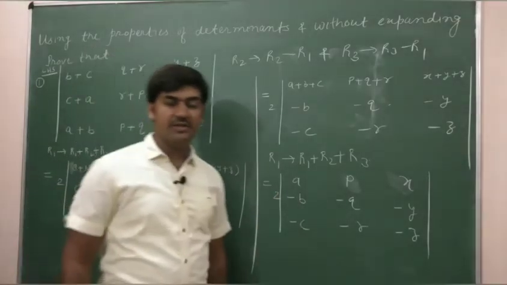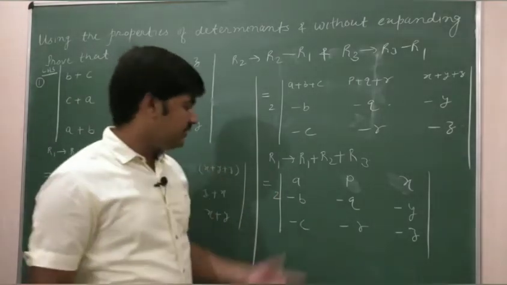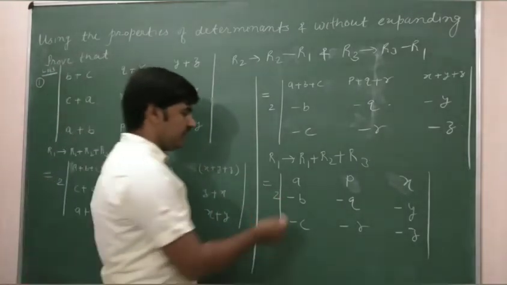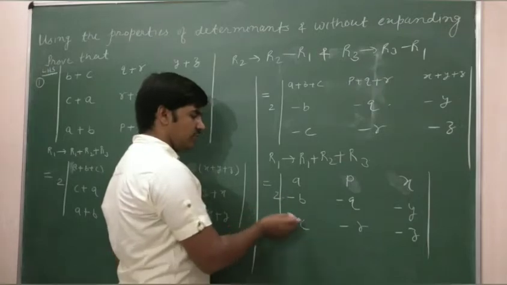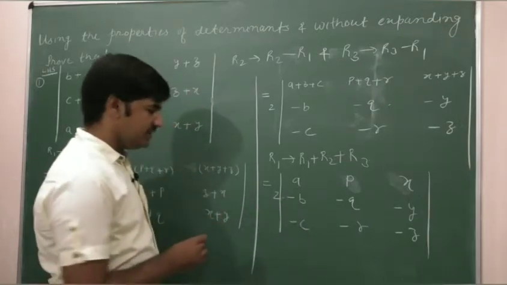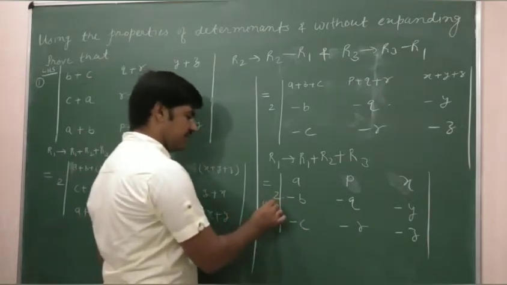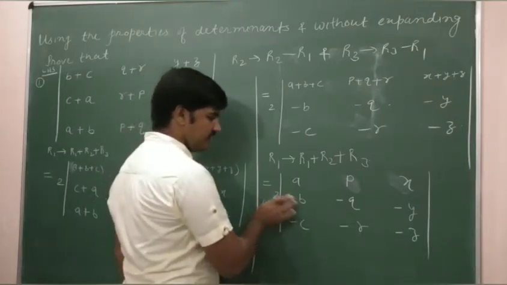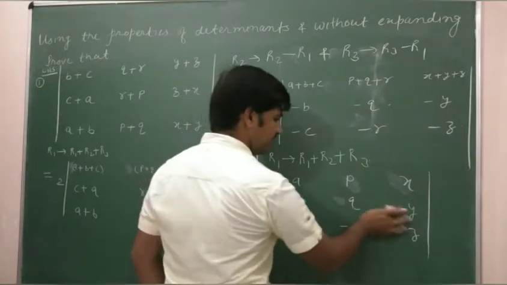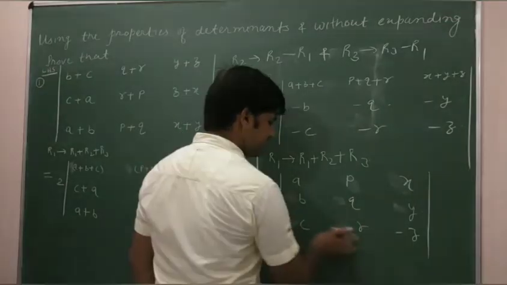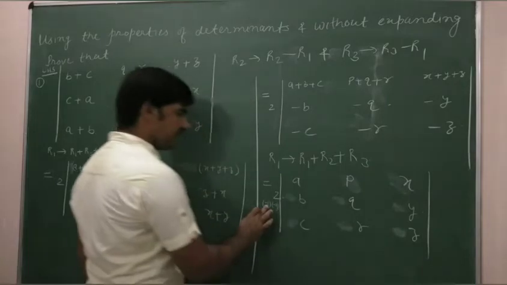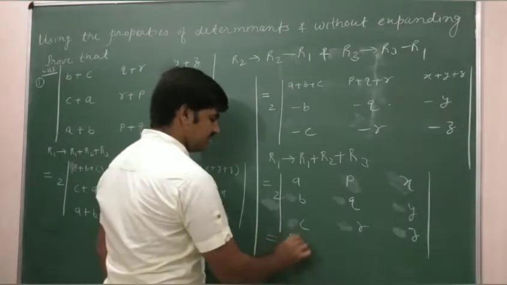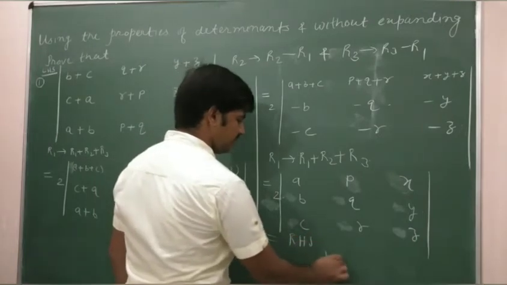Now students, there is one of the properties that we can take something common from any row or any column. So when I take minus 1 common from R2 and minus 1 common from R3, then minus 1 times minus 1 will overall be plus 1, and when minus 1 has come common, this minus sign will be removed from here and it will be plus. Okay, and this minus and minus will be plus. So what we have got is 2 times this one, and that is equal to RHS, hence proved.